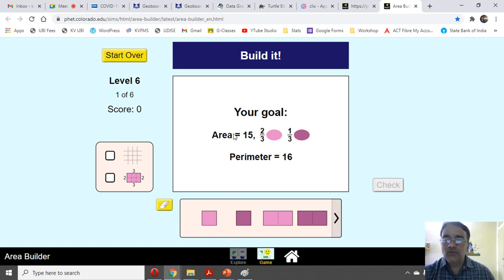Now we'll check out the combinations of 15. How many combinations, or dimensions, are possible? 15 by 1 is one dimension, and another is 3 fives are 15, 3 times 5. So another dimension is 3 by 5, and we will check which dimension fulfills our condition: perimeter equals 16.